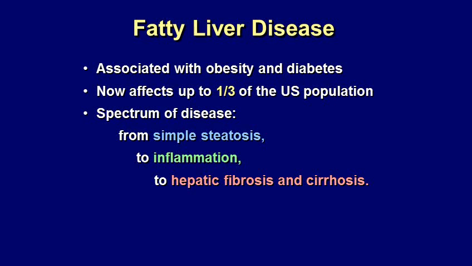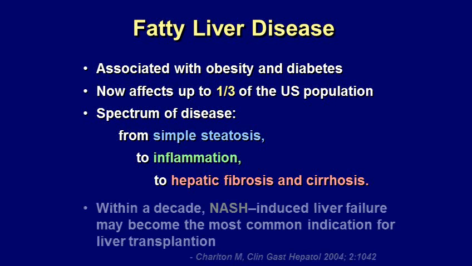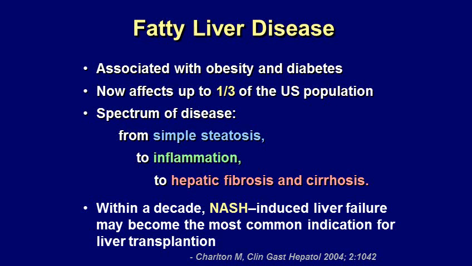There is a spectrum of disease. Most people who have this condition have simple steatosis, simple fatty change in the liver with no complication. But a minority of people who have this condition develop inflammation and chronic liver injury that eventually can progress to liver fibrosis and eventually even cirrhosis. So this is a serious condition because it's so common. And in fact, it's been predicted that fatty liver disease-induced liver failure will become the most common indication for liver transplantation in the U.S.